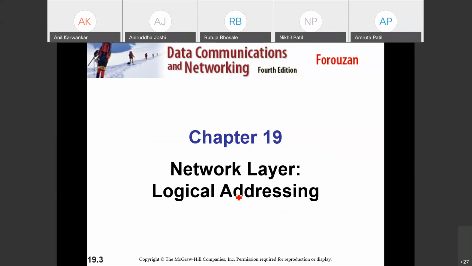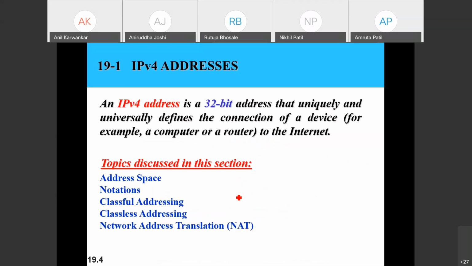Logical addressing. What is this particular logical addressing? We'll talk directly about IP version 4. This IP version 4 address is a 32-bit address, and this 32-bit address associated with the network provides us the configuration for the specified terminal.